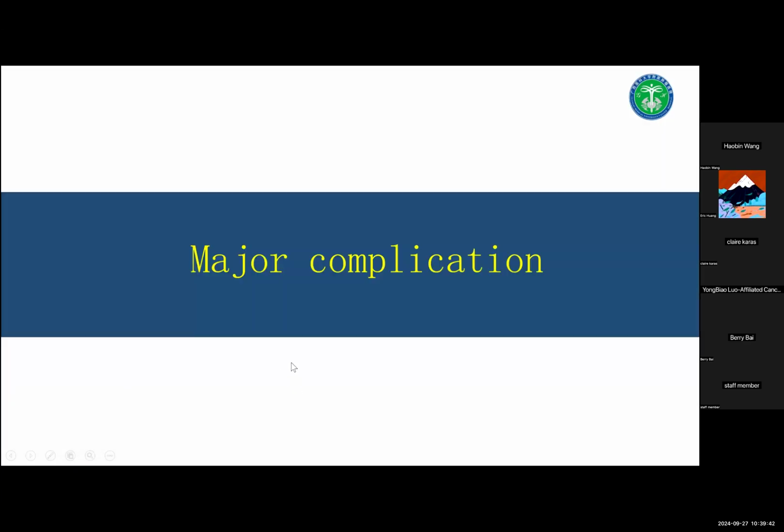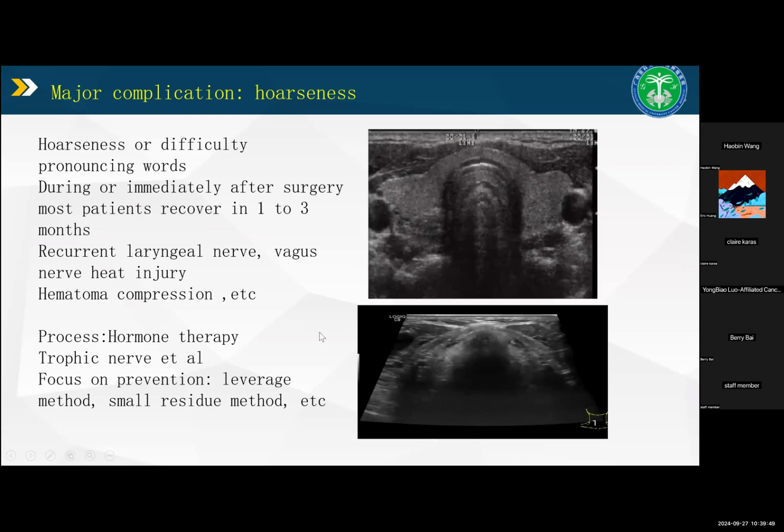And let's look at a few major complications. One of the more common serious complications is voice change, including hoarseness or permanent dysphonia. Voice changes usually occur during or immediately after surgery, usually caused by injury to the recurrent laryngeal nerve and vagus nerve or compression of a hematoma, which can recover in 1 to 3 months.